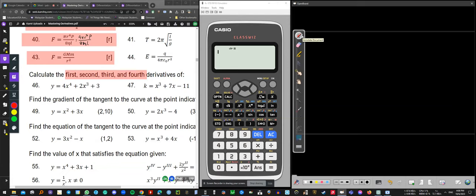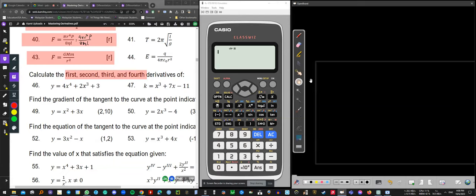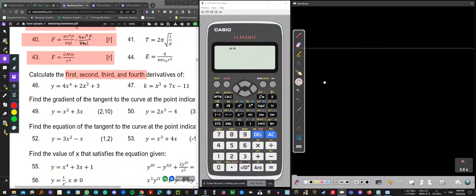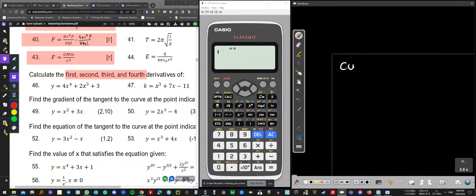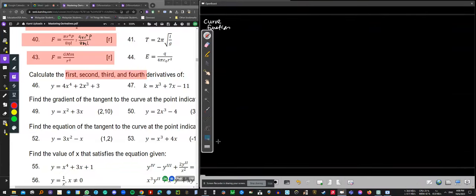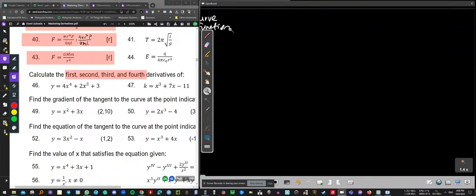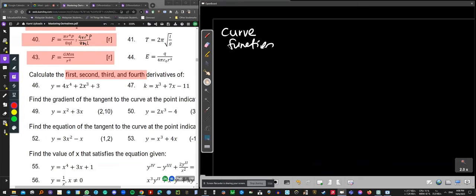Now, I just want to double check before I proceed. Do you understand what's the difference between curve function and gradient function? Let me just make it bigger. Okay, apa beza curve function dengan gradient function? Tell me. If you give me the correct words, I say you understand. Otherwise, I have to explain lah.